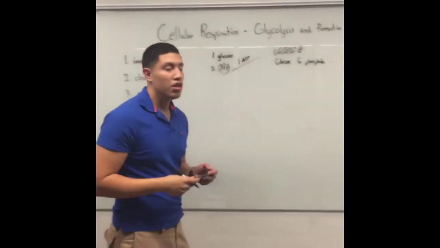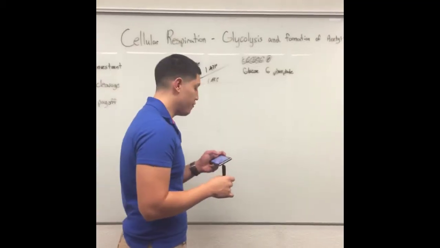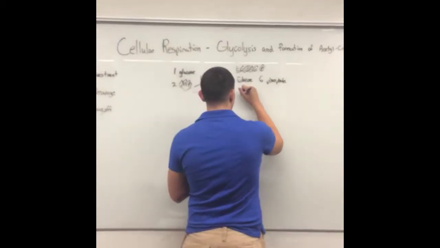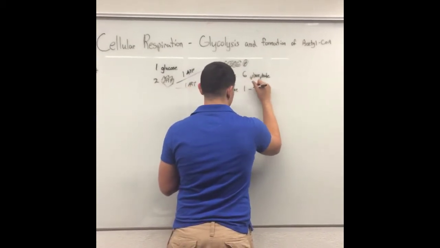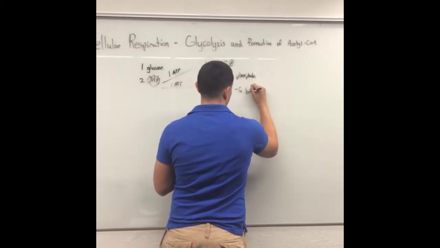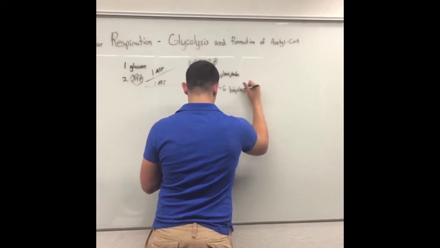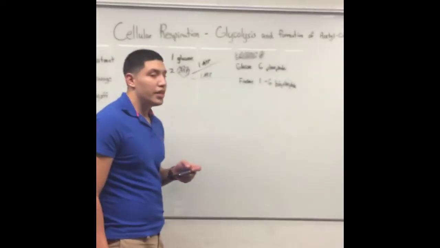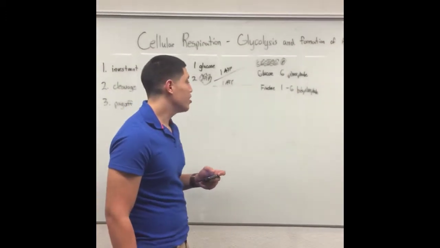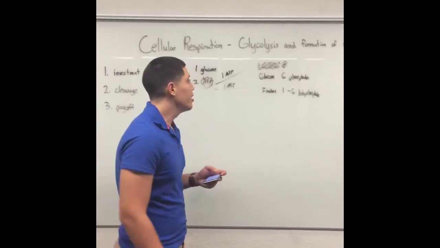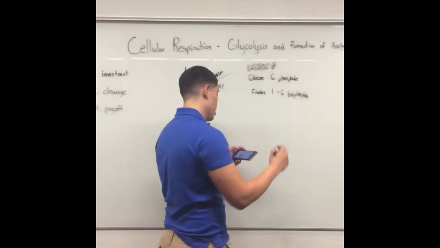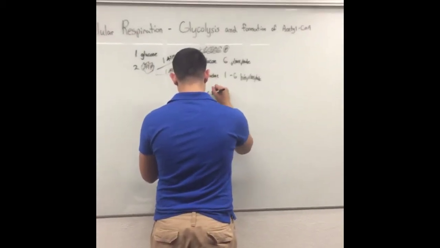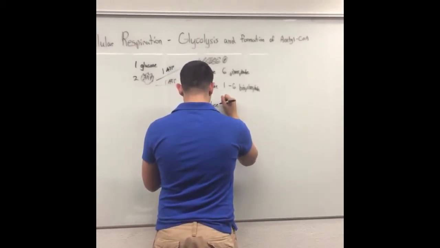And next, we're going to use the second ATP and we're going to phosphorylate it, and we're going to make fructose 1,6-bisphosphate. Next, we're going to use the enzyme called aldolase, and basically it's going to end up splitting this molecule into 2 3-carbon molecules, and that's going to be called glyceraldehyde 3-phosphate.